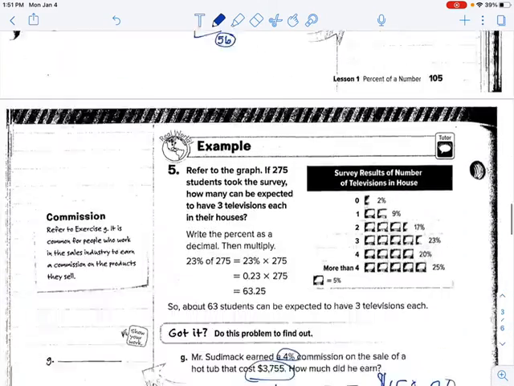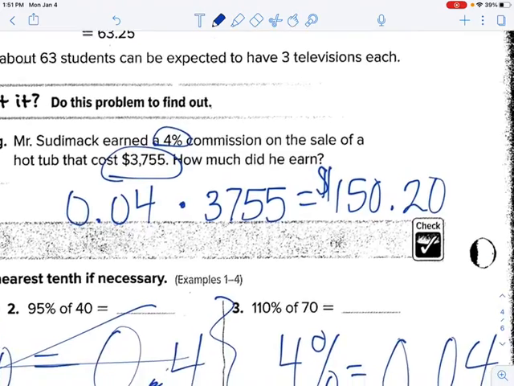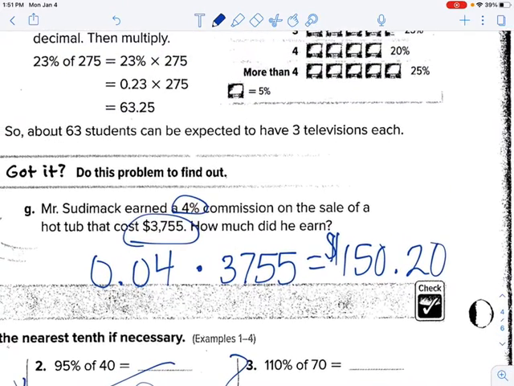Okay, and then the last one then is letter G, 4% commission. Commission is what they earn on their sales. And the hot tub was $3,755. Be very careful with 4%. You don't want 0.4. 2 places to the left would be 0.04. And you would multiply that by $3,755. And that gives you $150.20 is what he earned on the sale of the hot tub.